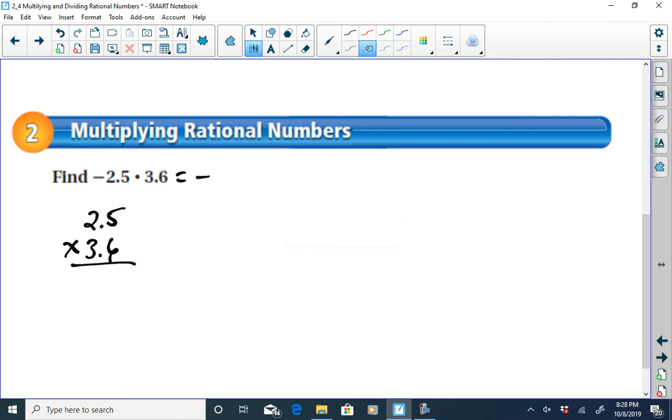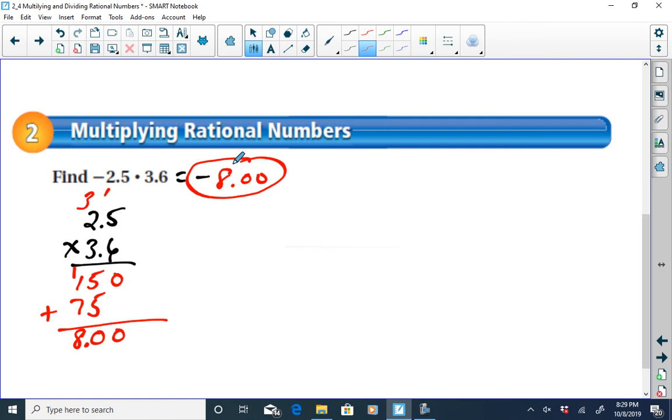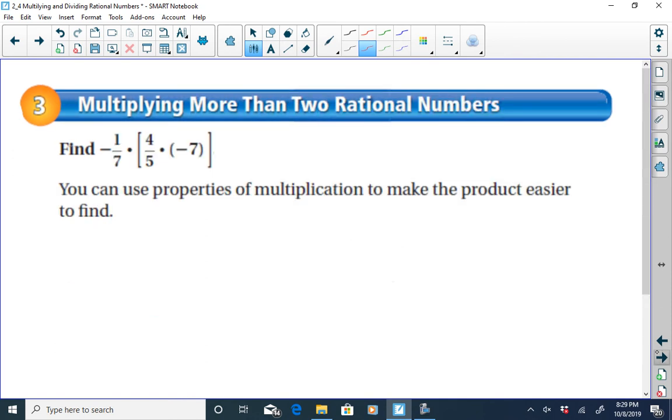And when we do that, we multiply 6 times 5 is 30, 0 carry the 3, 6 times 2 is 12, and 3 is 15. 3 times 5 is 15, put down the 5, carry the 1, 3 times 2 is 6, 1 is 7. We add, I get 0, 5 and 5 is 10, 0 carry the 1, we wind up with 800. But we have 2 decimal places in our factors, so that means we need 2 decimal places in our product. So 2 decimal places in our product should be 8. But remember, we're multiplying a negative times a positive, so that should be negative 8, right, as our answer there.